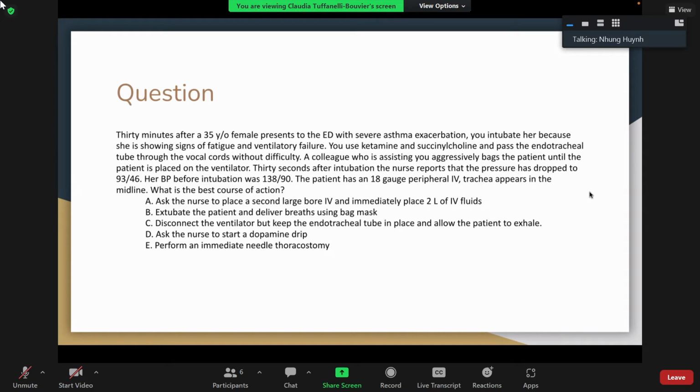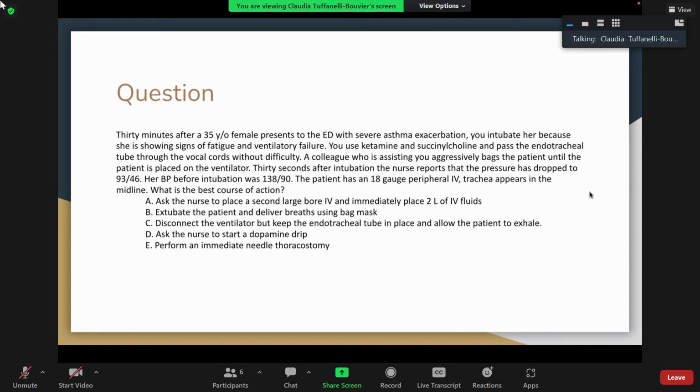Yeah, but normally I just give 1 liter of fluid. Yeah, I think you're right with the 1 liter of fluid. So this one is tricky. There's a lot in the question stem to delve through and look at.